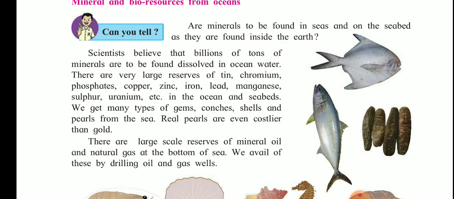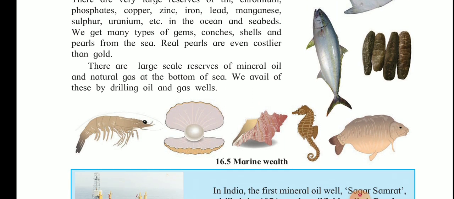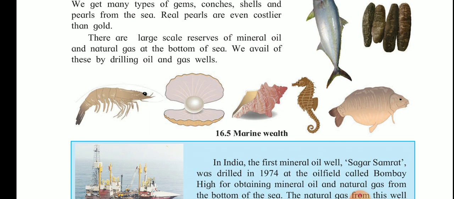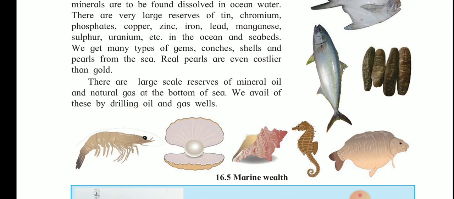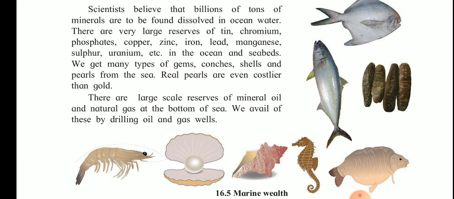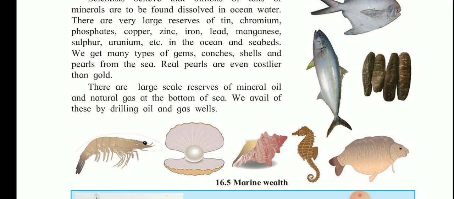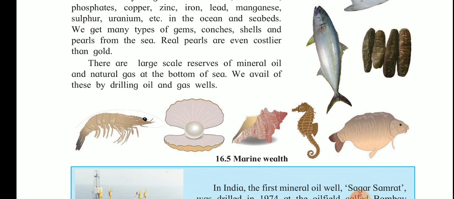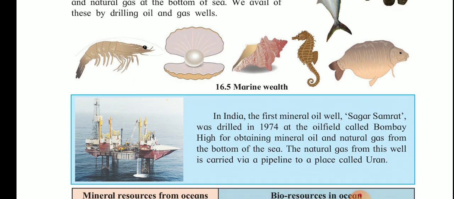We get many types of gems, conches, shells, and pearls from the sea. Real pearls are even costlier than gold. There are large-scale reserves of mineral oil and natural gas at the bottom of the sea. We avail of this by drilling oil and gas wells. So this marine wealth consists of what? Fishes, conches, seahorses, prawns, pearls. All these things we get from the ocean.